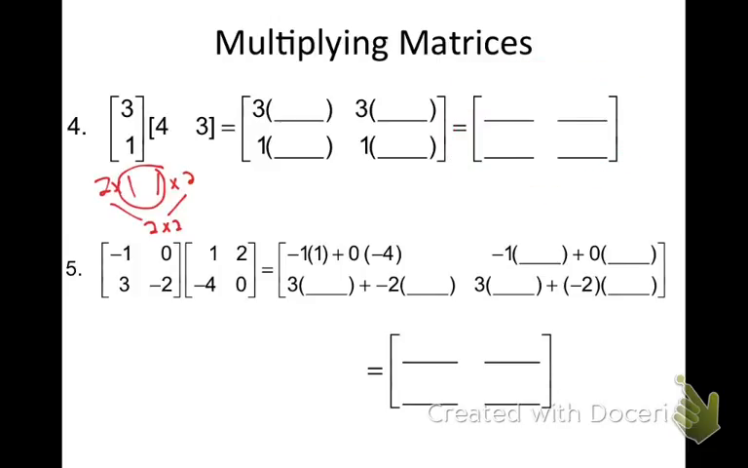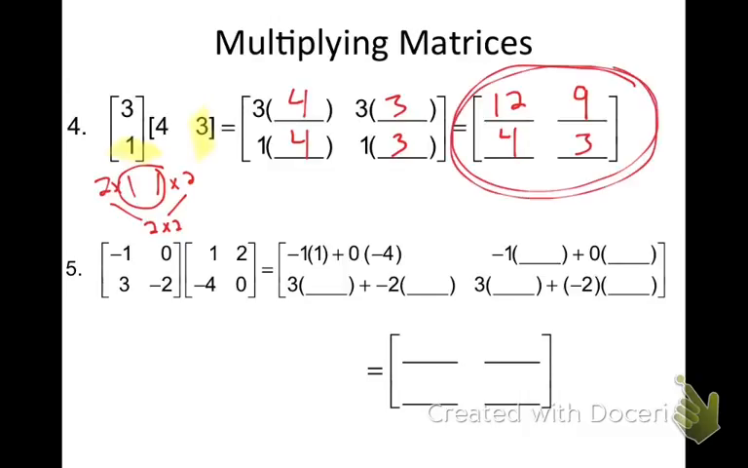So I'm going to do the first row by the first column. What's 3 times 4? Awesome. Nothing to add there. Then I do the first row times the second column. What's 3 times 3? And then I do the second row in the first column. What's 1 times 4? And then I do the second row in the second column. What's 1 times 3? 3. My resulting matrix would be 12, 9, 4, 3.